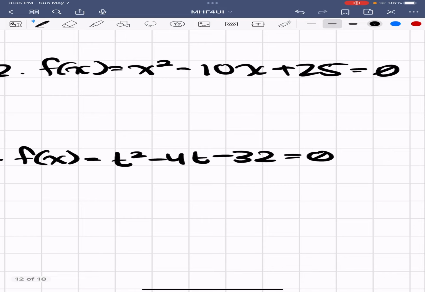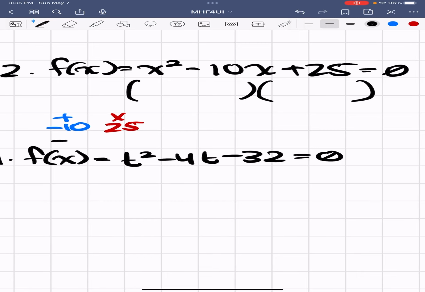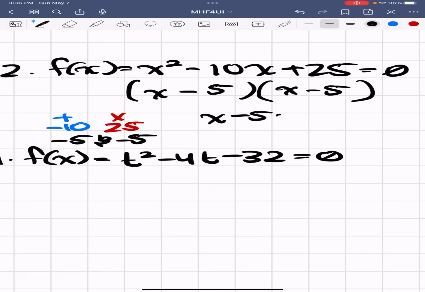And now we're off to x squared minus 10x plus 25, and we're going to factor this expression. We need two numbers that add to negative 10 and multiply to 25. I'm thinking negative 5 and negative 5. And we're not done yet. X minus 5 equals 0, so x equals 5. And it's an order of 2.